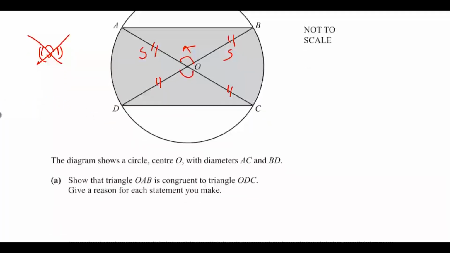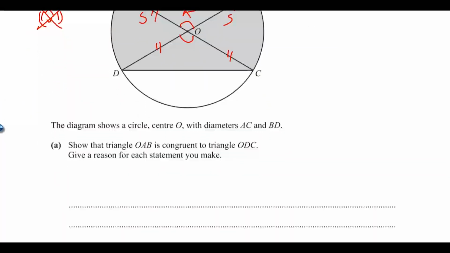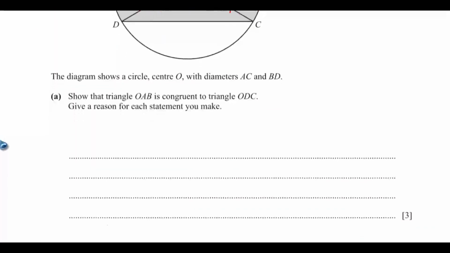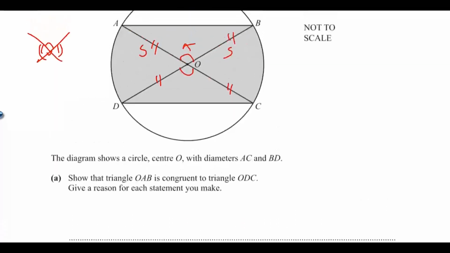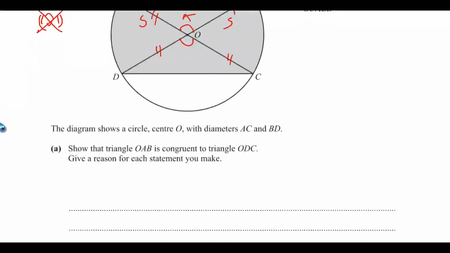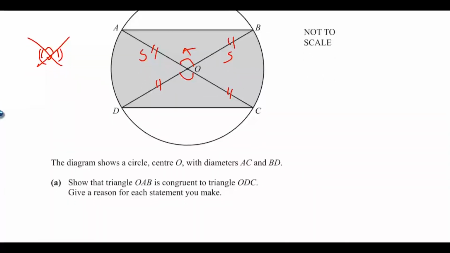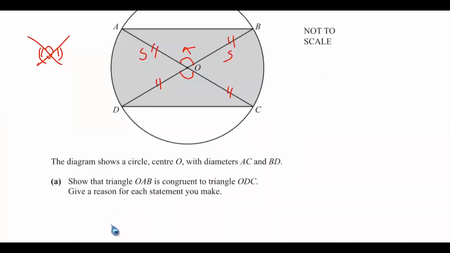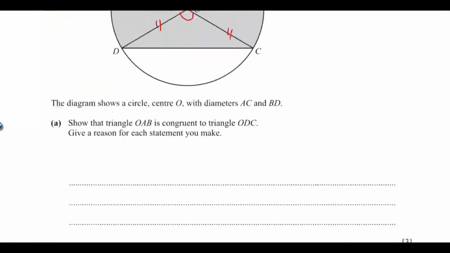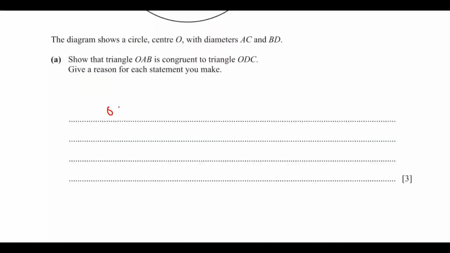Okay, for the congruence, so let's see. We can write this one first. OA is equal to OD, the reason being that they are both radii.